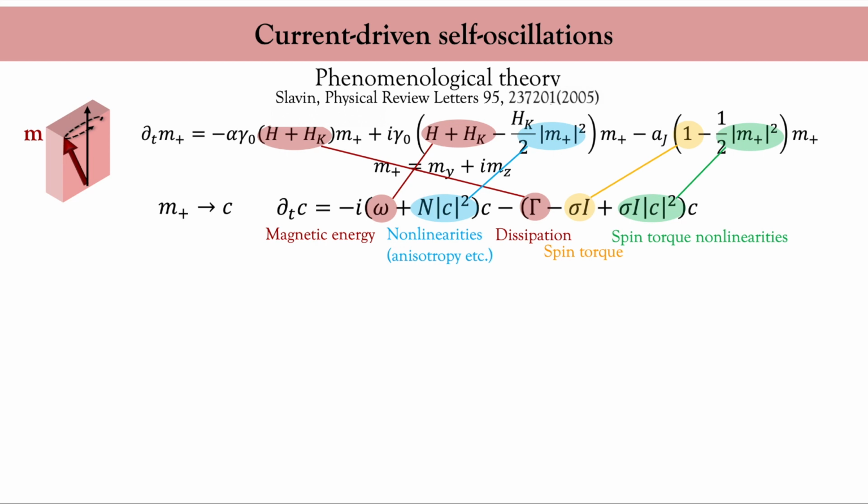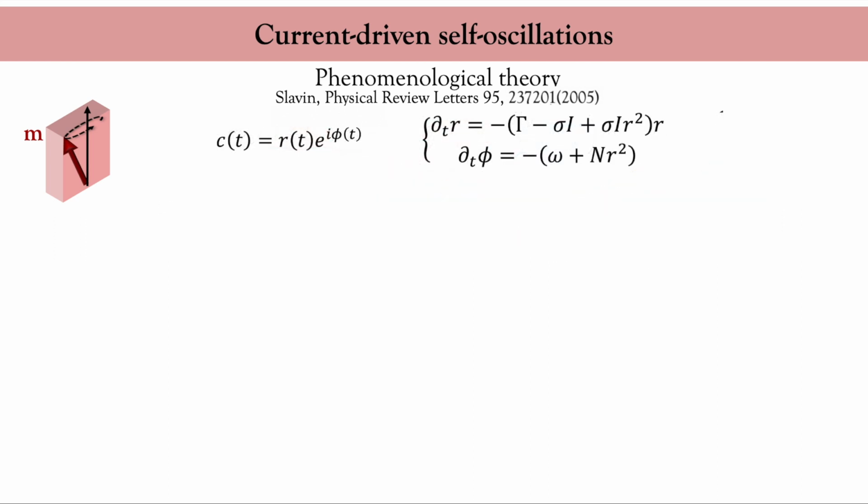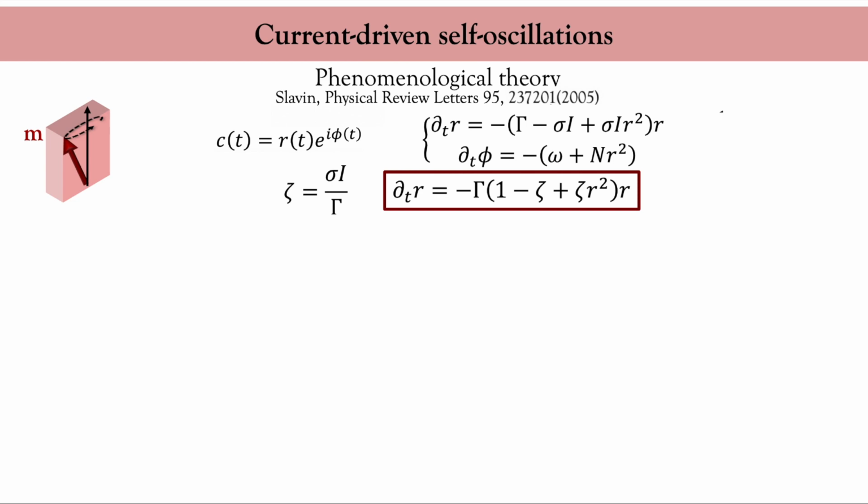What makes this equation particularly instructive is that all the key parameters appear in a transparent manner, and one can clearly see the role of nonlinearities. To solve this equation, I express the complex variable c in terms of its amplitude and its phase, which gives me two equations. Let me focus on the master equation of the amplitude r. By introducing this normalized parameter zeta, which represents the ratio between the torque and the damping, I obtain a nonlinear equation that is only governed by zeta.